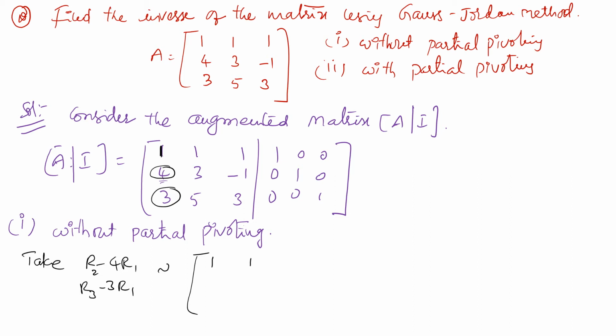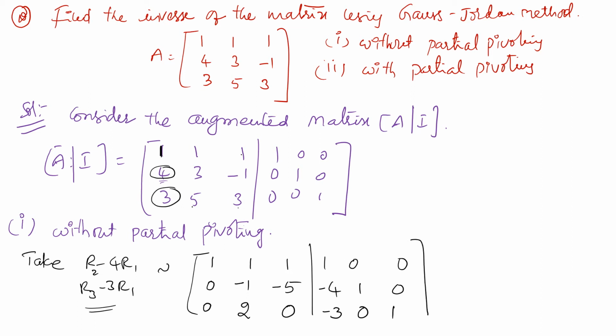The augmented matrix becomes: there is no change in the first row, so 1 0 0, and these two become zeros. This one is 3 minus 4, negative 1, and this becomes negative 5 minus 4, and this is 1. Next, R3 minus 3R1: this is 5 minus 3, 2, and this is 3 minus 3, 0, and these values are minus 3, 0, 0 and 1. This is the matrix.